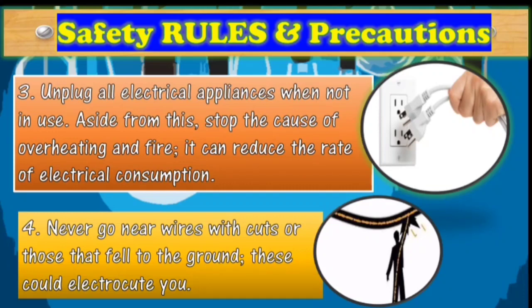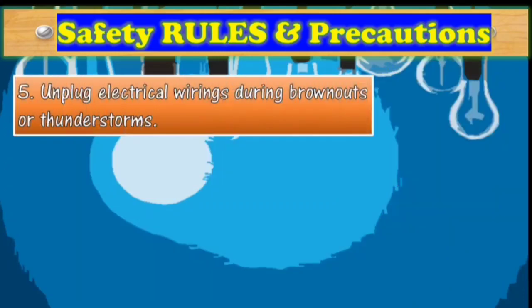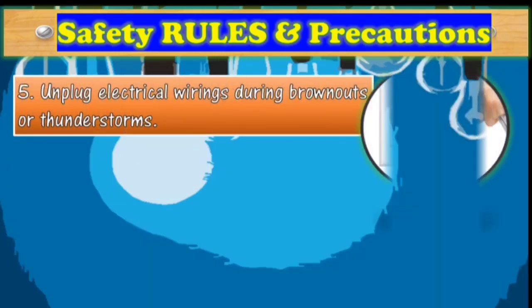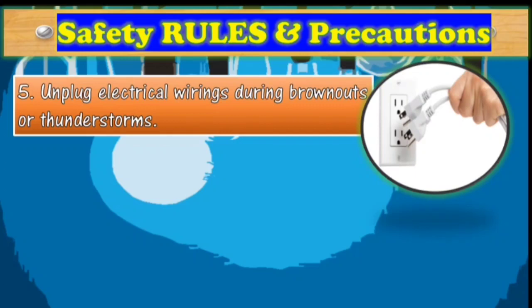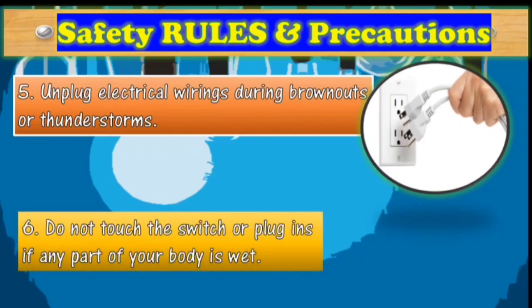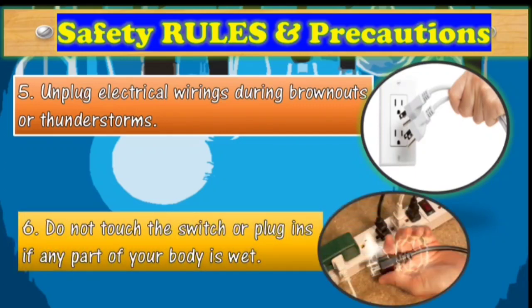Another one is unplug electrical wiring during brownouts or thunderstorm. So number six, do not touch the switch or plug-ins if any part of your body is wet. So alam naman natin na ang water is a good source of electricity, or a good conductor of electricity. So those are the safety rules and precautions in using electricity.